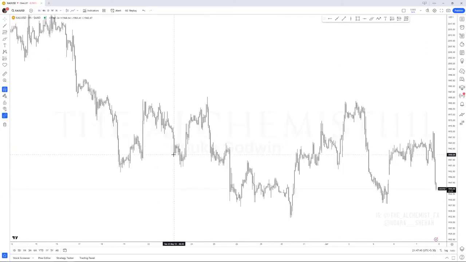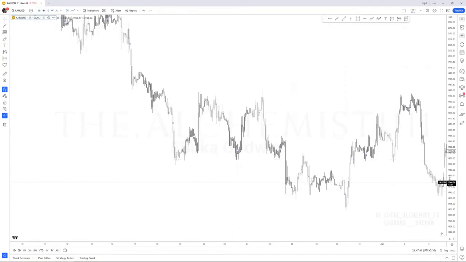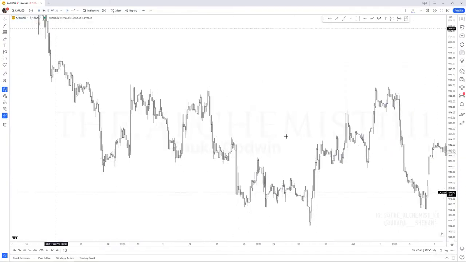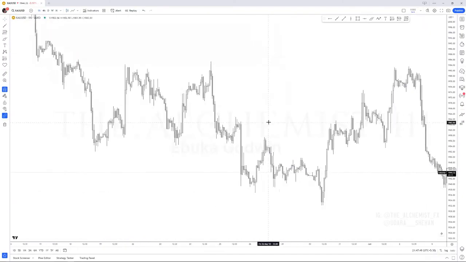Now what was I telling you? Now what you should do is find an indicator or something that shows the London kill zone and London times. Just draw this. This is how I practice.